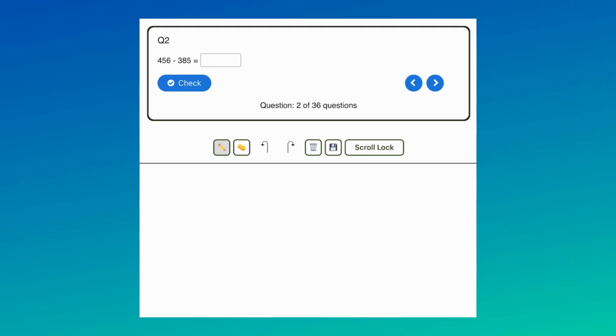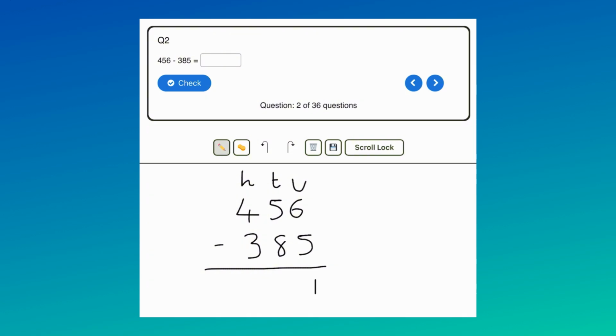Question 2. 456 take away 385. Make sure you get your units lined up, your tens lined up, and your hundreds lined up. Now look at our units first. We always go from right to left. 6 take away 5 is 1.